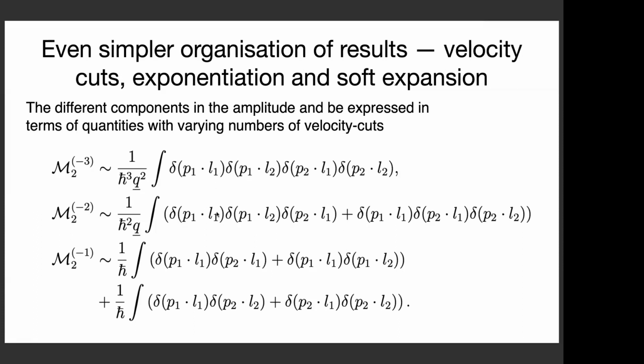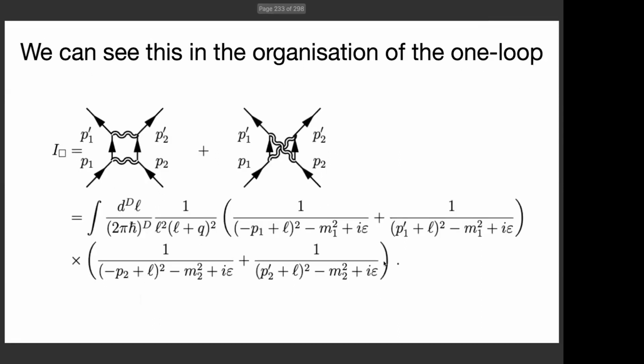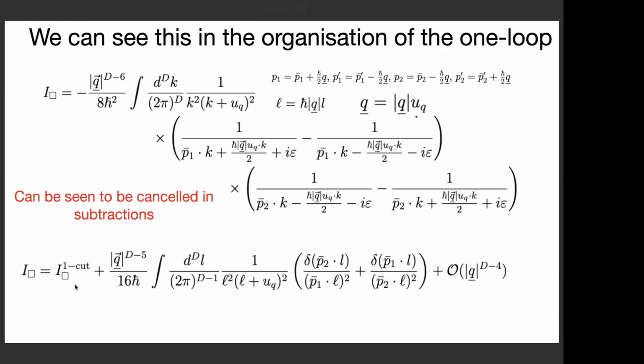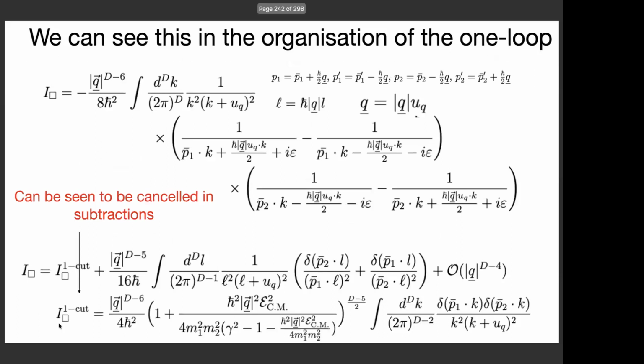And we can organize the computation accordingly so that we focus on the pieces that provide us with the physics. So an example at one loop: the box and the cross box will give us these propagators. And if we write out what they give, we see that they will give us a piece plus a higher order piece in q. And this piece will be cancelled in the subtractions.